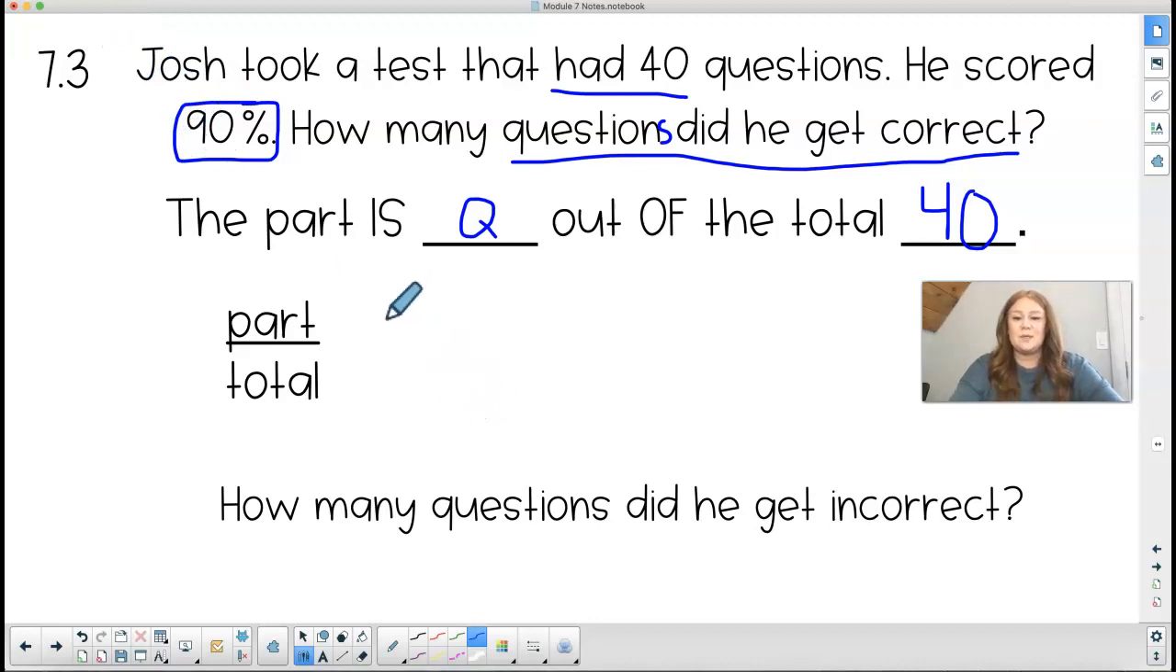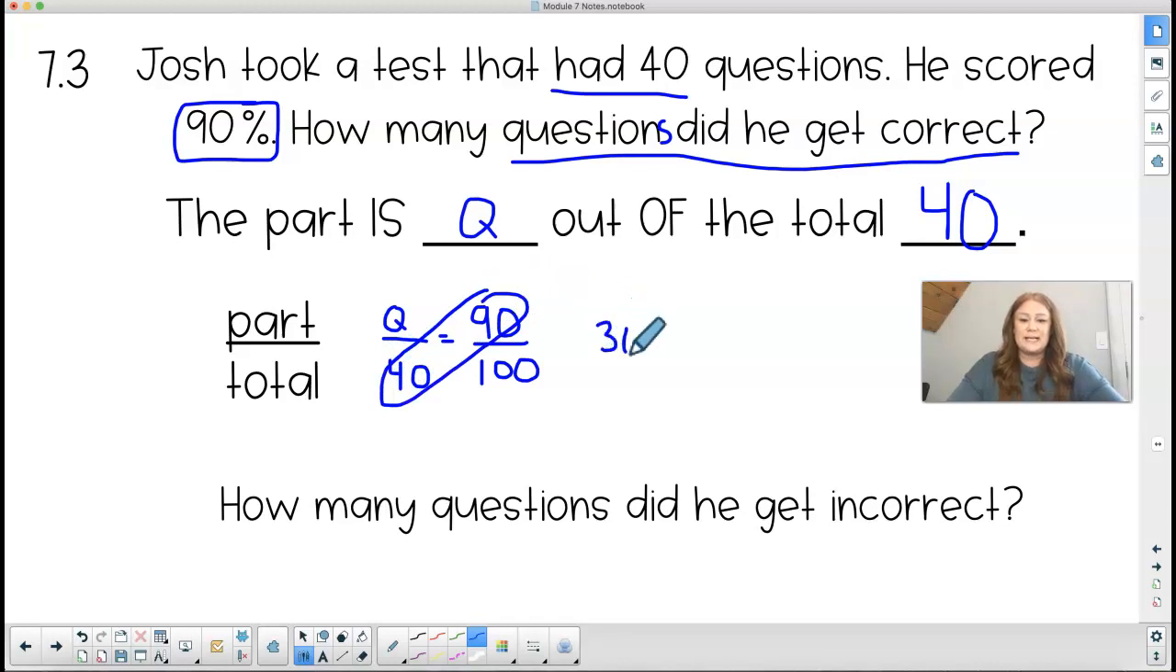So we can set this up. So we're looking for the questions, and our total is 40. And then we know that he got 90%, and we always write percent as 90 out of 100, or whatever the percent is out of 100. So we can now write our new problem. 9 times 4 is 36 with 2 zeros, and that equals 100 Q's.